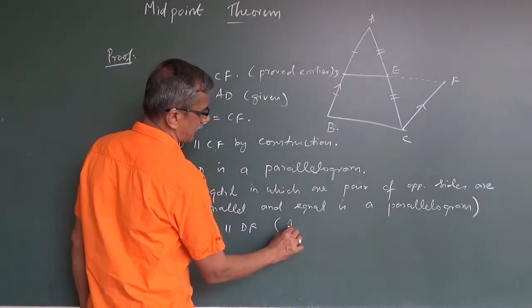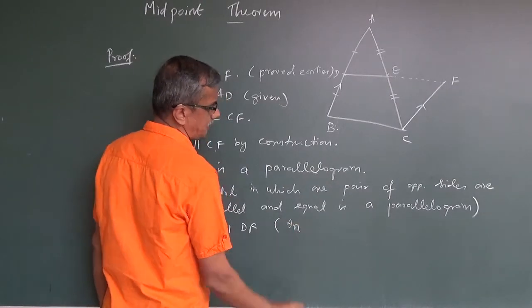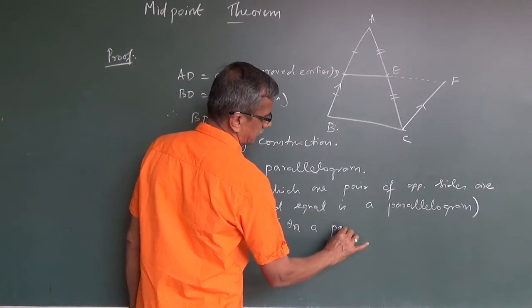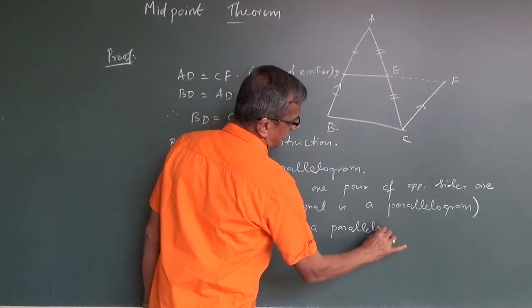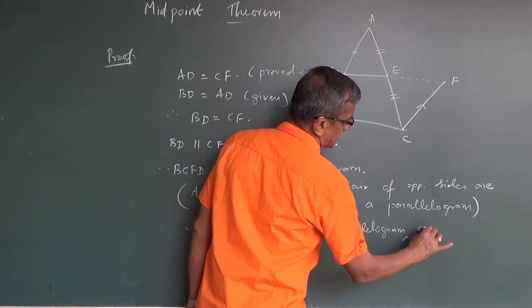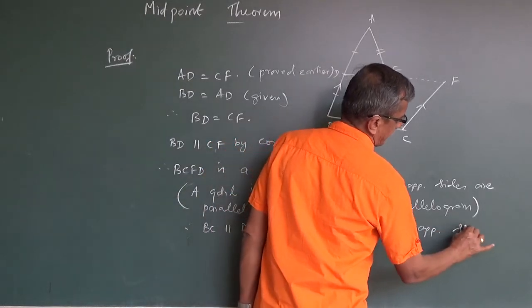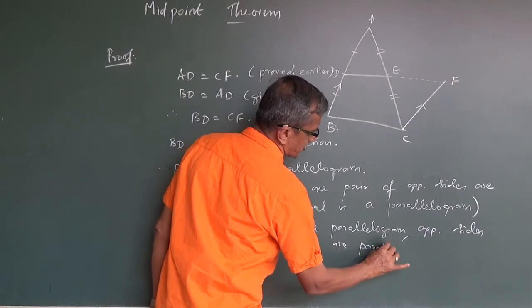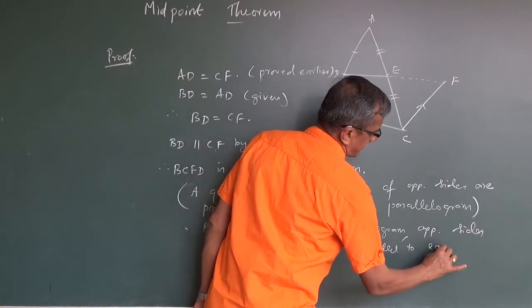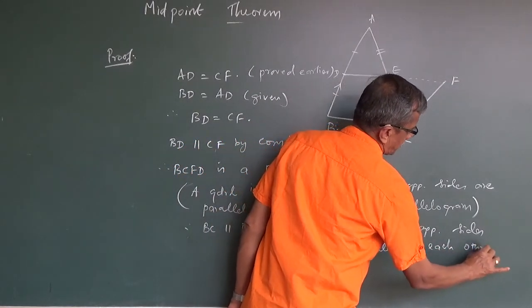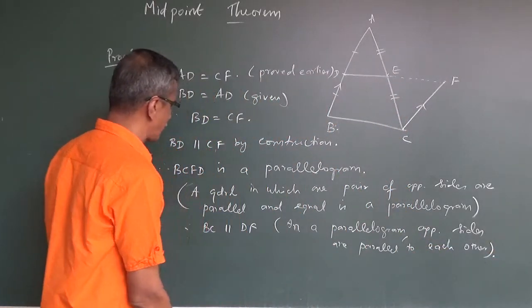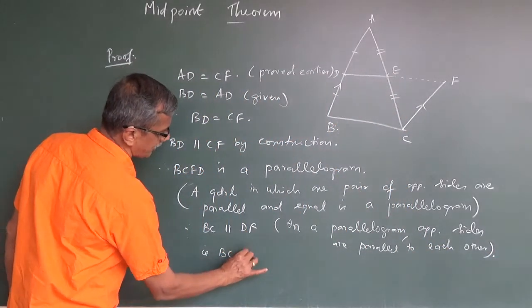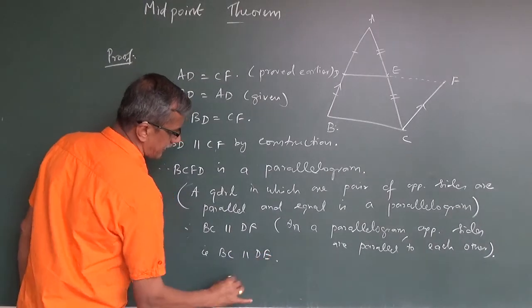That is, in a parallelogram, opposite sides are parallel to each other. Hence proved, BC is parallel to DF. That is, BC is parallel to DE. Hence proved.